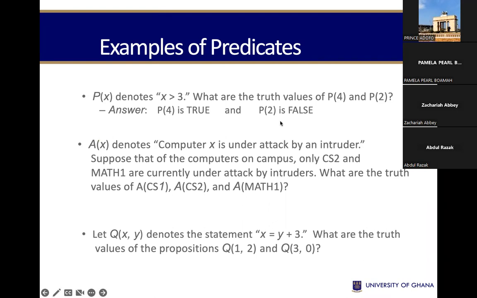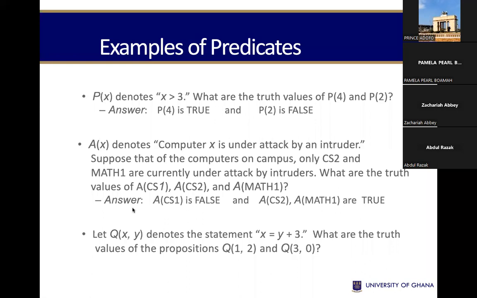It's false since only CS2 and Mat1 are under attack. Yes, so ACS1 is false. What about ACS2? It's true. Exactly. A Mat1. It's true. Good. Because you have been told that CS2 and Mat1 are those that are under attack by intruders. So that is not something we should worry about.